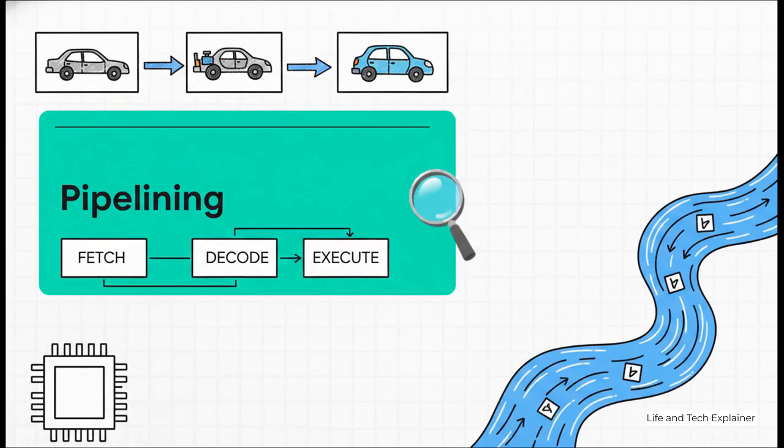Instead of waiting for one fetch-decode-execute cycle to completely finish, it overlaps them. So while it's executing instruction 1, it's already decoding instruction 2 and fetching instruction 3. This pipelining prevents the CPU from ever waiting idle. It turns it into a continuous flowing river of data.